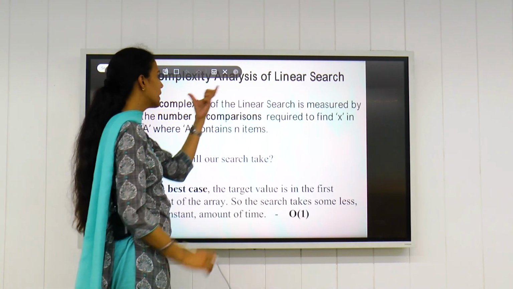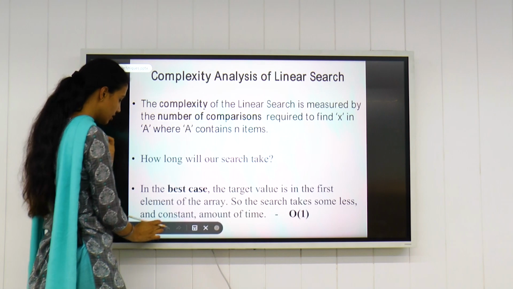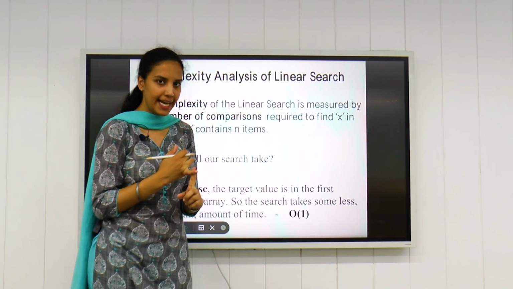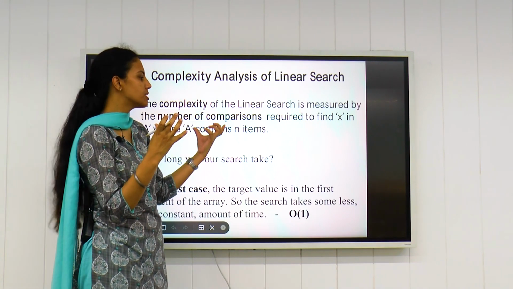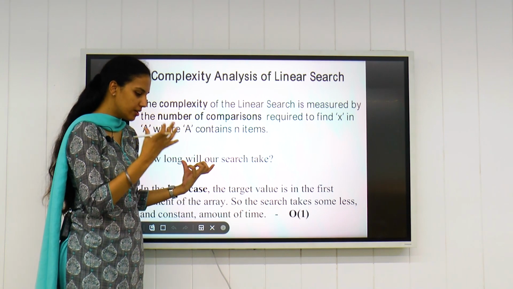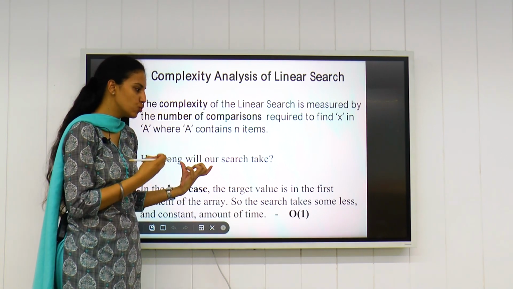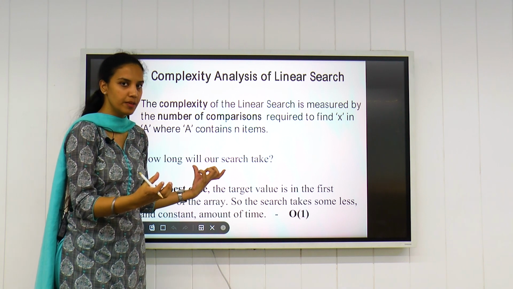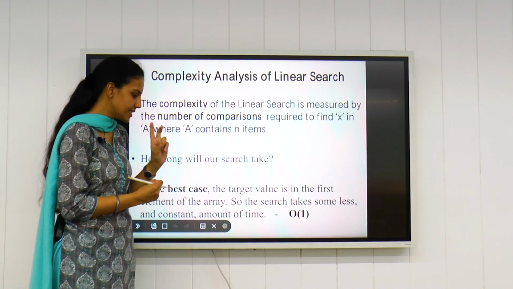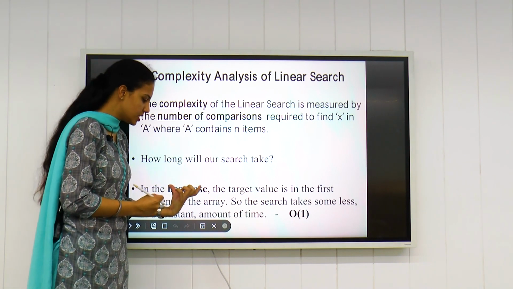Last is the complexity of linear search. Complexity basically means how much time and space an algorithm requires to run. Here we'll look at how much time a search takes to find a specific element in the program. There are basically three cases: best case, average case and worst case.